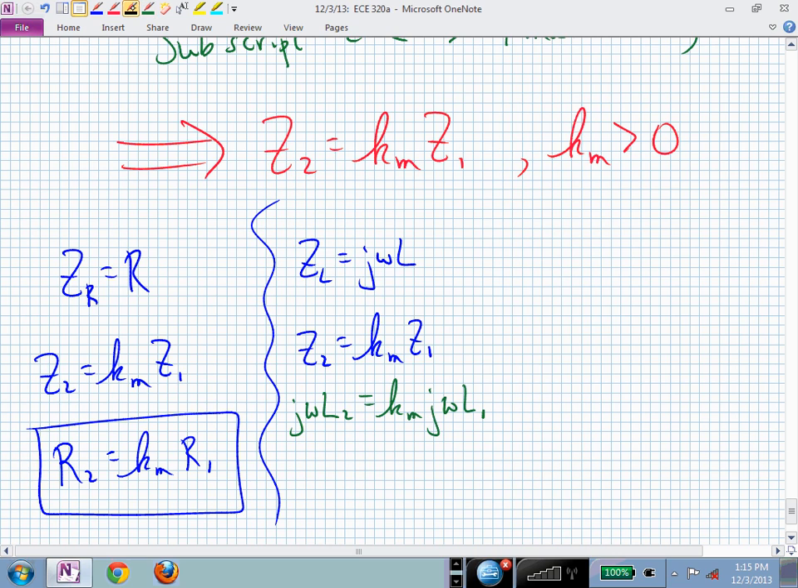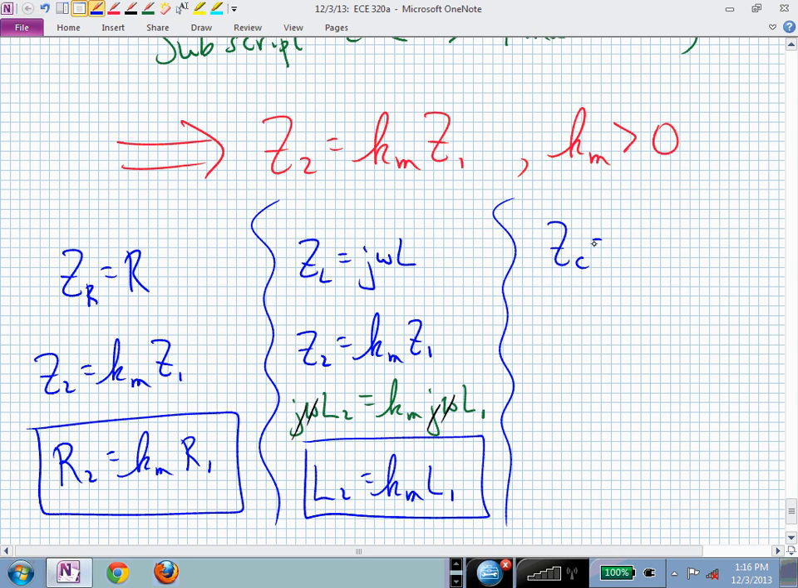And this one also is pretty straightforward. The j's I can cancel. The omegas are the same on both sides, and now I'm just left with L sub 2 equaling k sub m L sub 1. And if I need to magnitude scale my inductors, I just hit the initial value with k sub m.